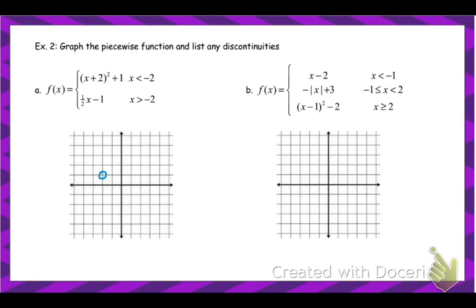Then, because it's x is less than, I'm only going to graph to the left of this point. Well, if you're not familiar with what that parent function looks like, you can plug in negative 3 and negative 4 to get an idea. So if I plug in negative 3, that would give me negative 1 squared, which is 1. 1 plus 1 is 2. If I plug in negative 4, negative 4 plus 2 is negative 2. Negative 2 squared is 4. 4 plus 1 is 5.